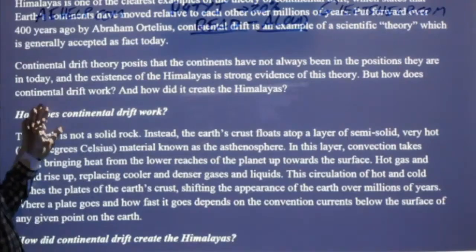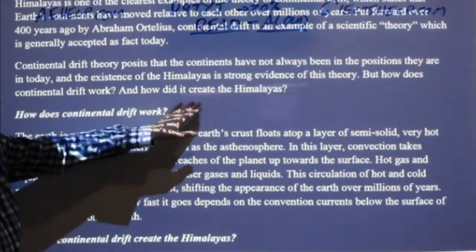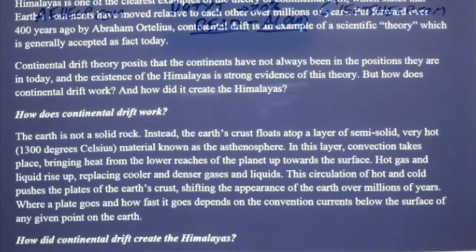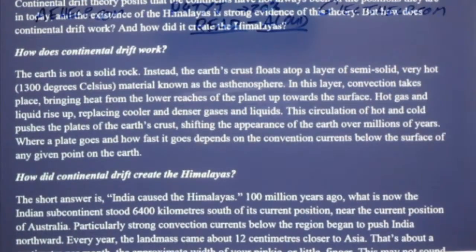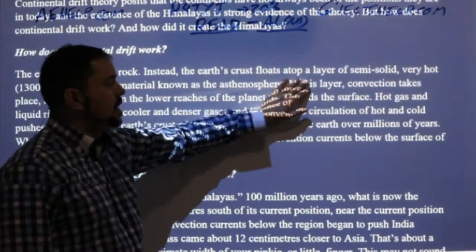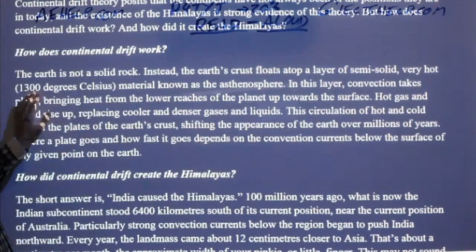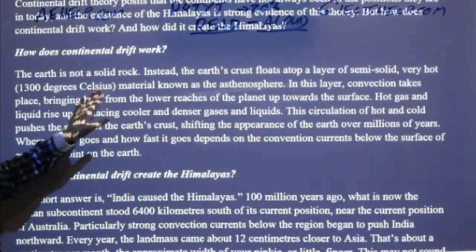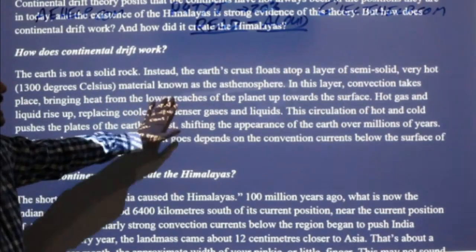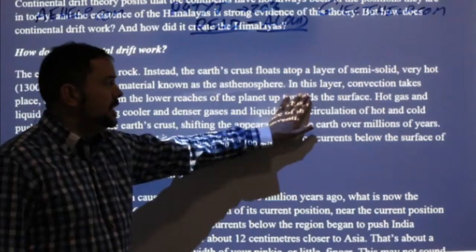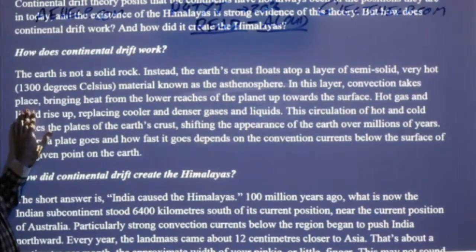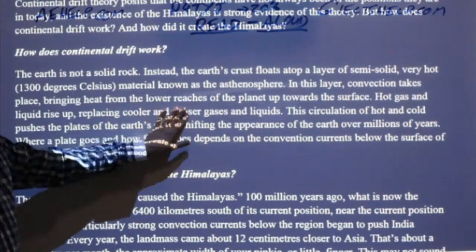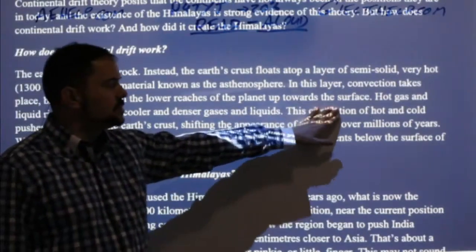But how does continental drift work, and how did it create the Himalayas? How does continental drift work? The Earth is not a solid rock. Instead, the Earth's crust floats atop a layer of semi-solid, very hot, 1300 degrees Celsius, material known as the asthenosphere. In this layer, convection takes place, bringing heat from the lower reaches of the planet up towards the surface.